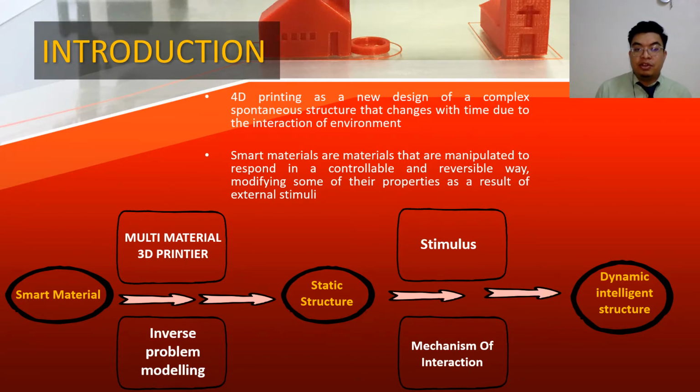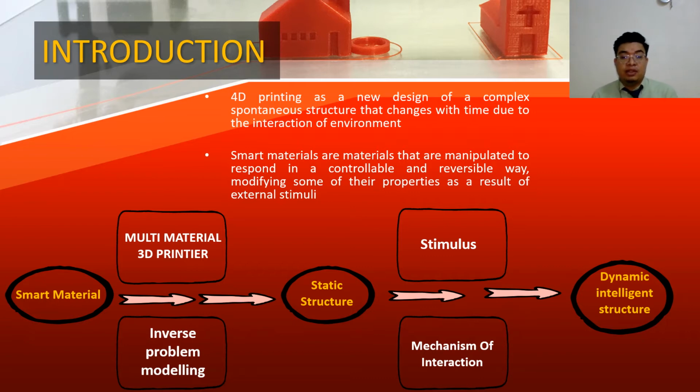Now, let me introduce you about this project. 4D printing is a new design of a complex spontaneous structure that changes with time due to the interaction of environment. This is because 4D printing uses smart material as its filaments, while smart material is material that is manipulated to respond in a controllable and reversible way, modifying some of their properties as a result of external stimuli.